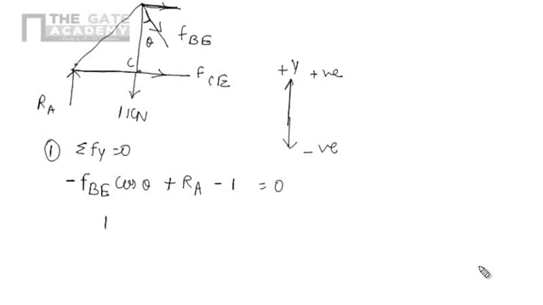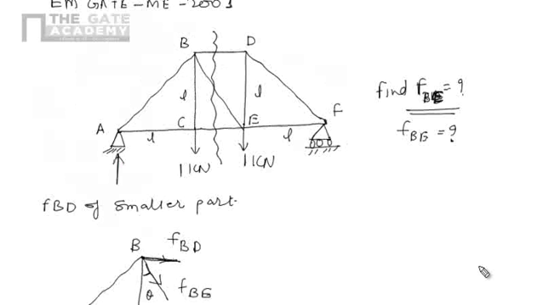So we are having FBE cos theta equals RA minus 1. We have this unknown, that is RA. And if you see the structure here, it is RA and RF.